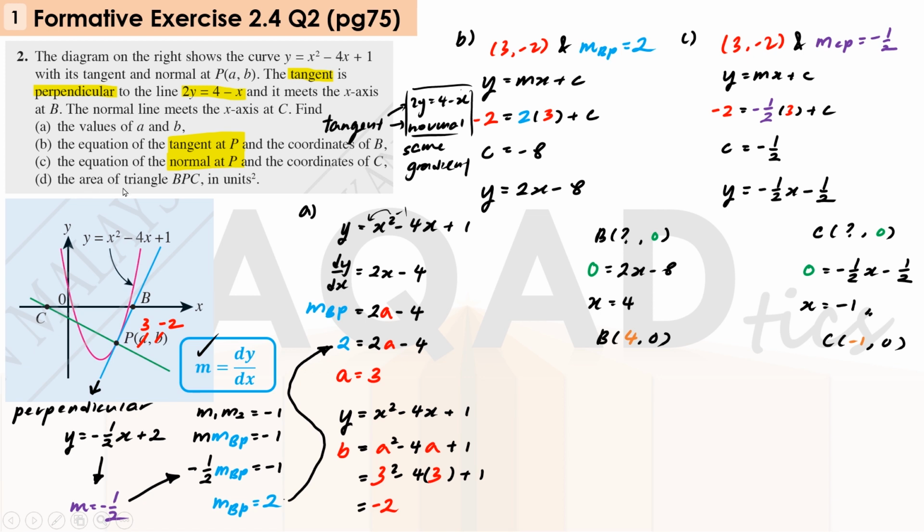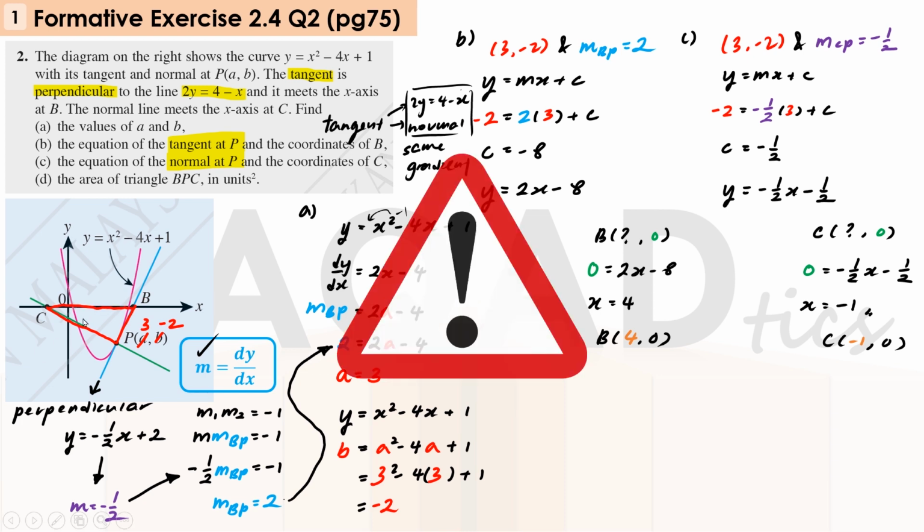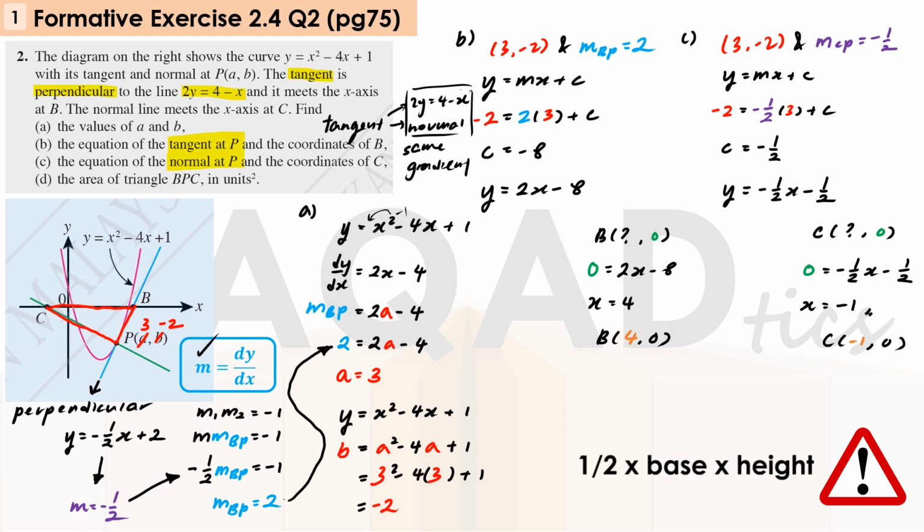And the final question is the area of triangle BPC, which is here. The fastest way to find the area is quite simple: we can use the formula 1 over 2 times base times height. So now we just need to find the lengths. Since we have already found the coordinates of C and B, we can find the length here. From C to 0 is 1 unit, because the coordinate here is -1. Then from 0, the origin, to B, the x coordinate is 4, so here the distance would be 4.